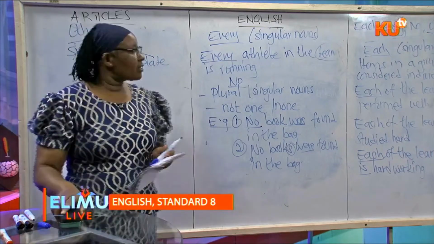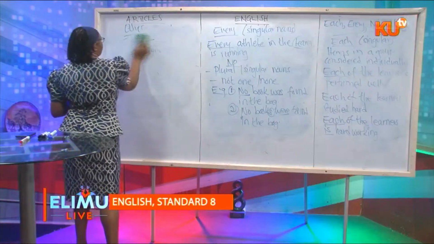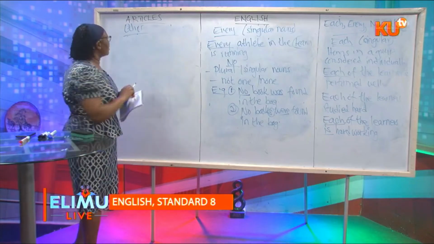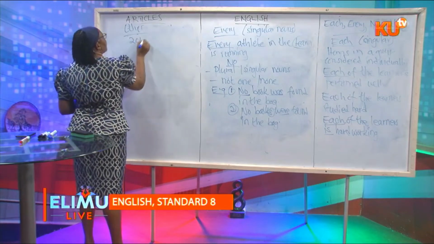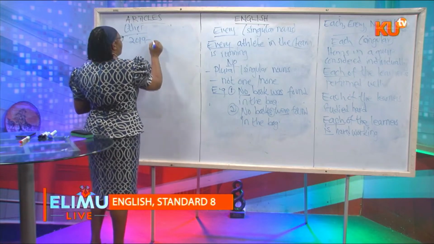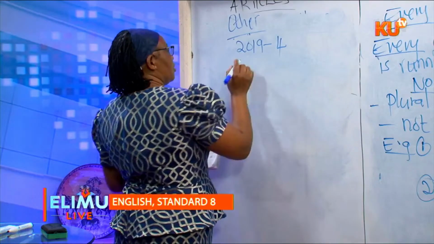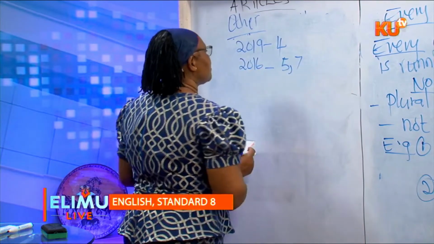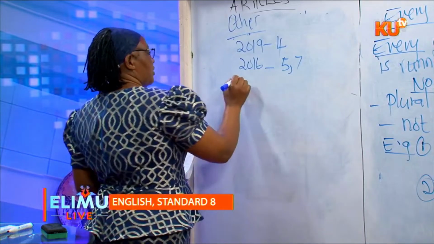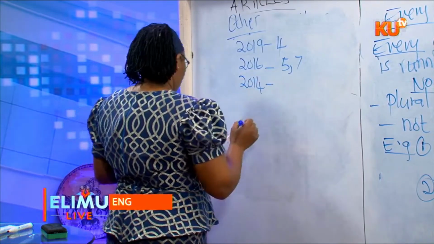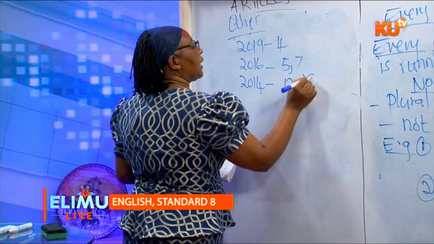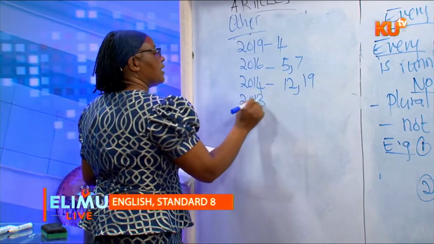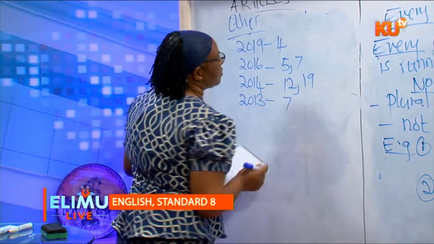So I'll write the questions which were tested. You can find the questions from KCPE past papers. So 2019, number 4 was on determiners. 2016, number 5 and number 7 were on determiners. 2014, number 12 and number 19 were on determiners. 2013, number 7 was on determiners.